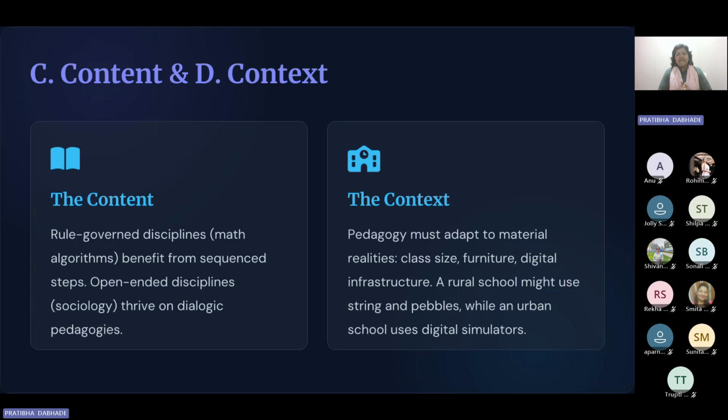Pedagogy must adapt to material realities, class size, furniture, digital infrastructure. One example is given here. A rural school might use string and pebbles, while an urban school uses digital simulators. Right? See, I gave you an example last time. Whenever you are talking about motion, for a rural student the wheel of the bullock cart will be the better example. In a very rural area, buses rarely come, but they know about the bullock cart, right? So again, context always matters.